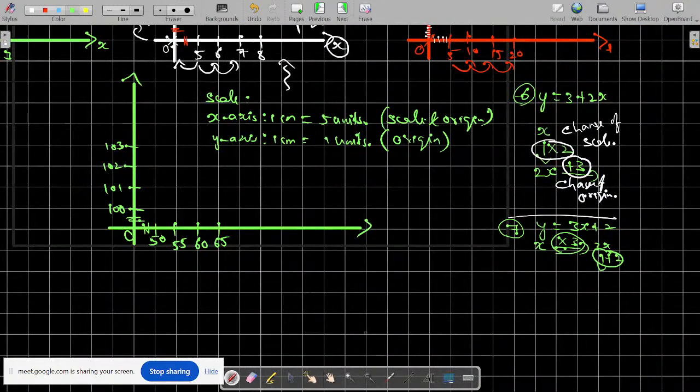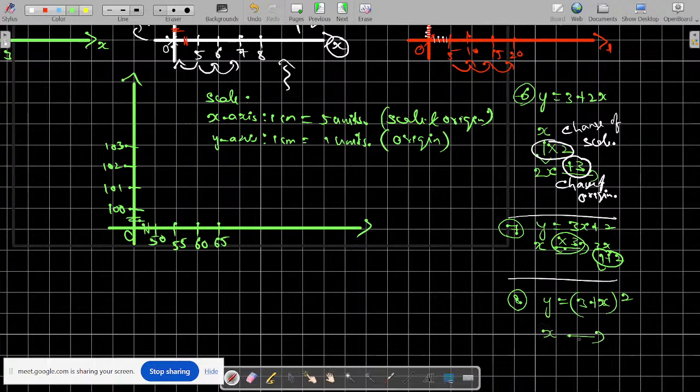Let me extend. Eighth one. Eighth one is somewhat important. Eighth case. Y is equal to 3 plus x into 2. What happens here? Please make a note. If you're sleeping, please awake.